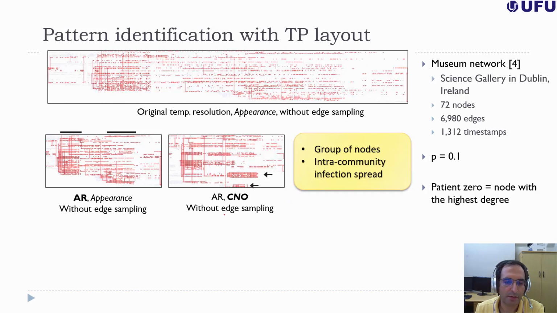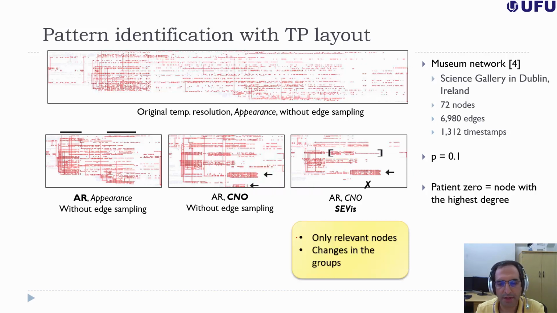The second strategy was the application of CNO, community node ordering. So now we can see groups of nodes, here for example, and here. And these groups of nodes are very important to study in the case of intra-community infection spread, for example. And finally, in the third example, we also applied SEVs for edge sampling. In this last example, we preserved some communities, other communities were removed, and other communities were changed. So only relevant nodes are shown in this layout, and we also perceive the changes in the groups.